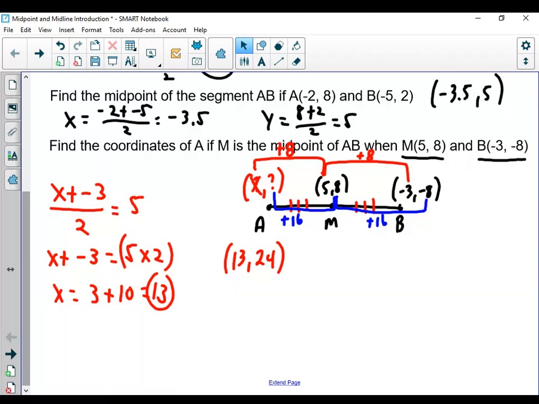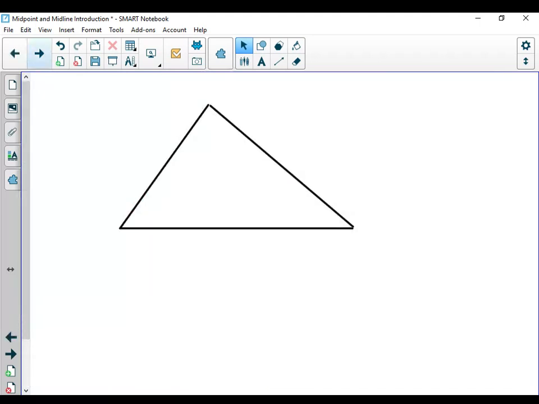So make a triangle. Again, I don't care. It can be isosceles. It can be equilateral. It can be right. It doesn't matter what kind of triangle it is. It's some sort of triangle.